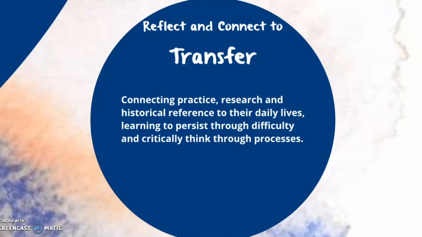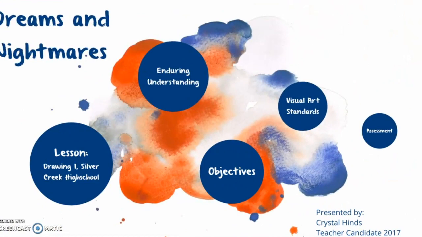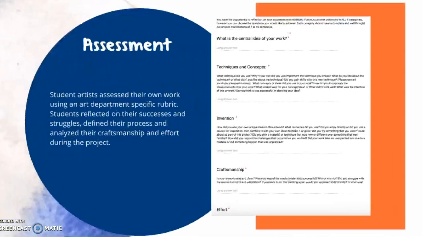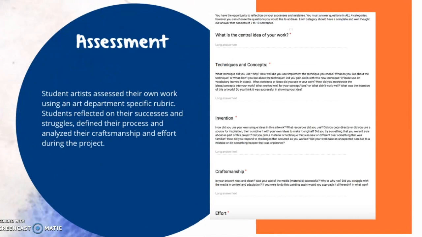I mentioned a choice-based curriculum. All the students of the art department at Silver Creek assessed their own work using a department-created rubric and self-assessment questionnaire. Each assessment that I issued at Silver Creek was crafted for each lesson based on an existing template of general questions, focusing on the 4 areas of studio practice and reflection: techniques and concepts, invention, craftsmanship, and effort. There's a high expectation placed on writing and expressing in detail using proper grammar. Quality Standard 3, Establishing High Expectations for Learners.